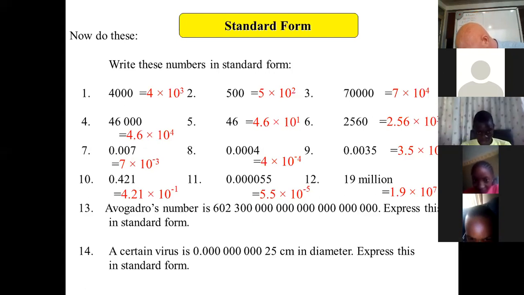Somebody wrote 6.023. Okay. Times 10 raised to power. Okay. All right. Moshood, good one. Moshood, that's good.